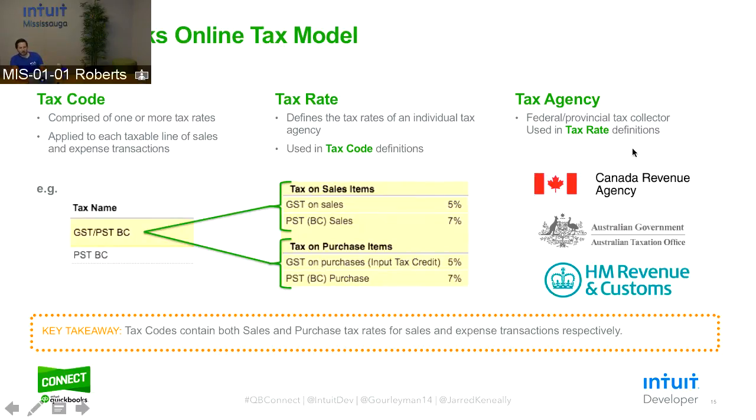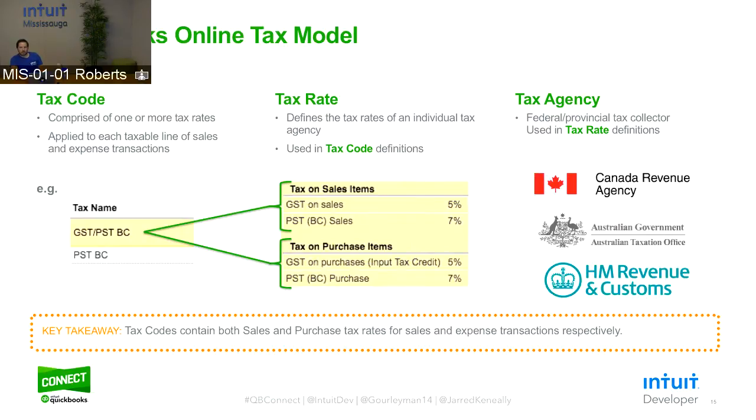A tax rate, on the other hand, defines an individual percentage rate that's collected by a government revenue agency, which we represent by a tax agency object. So in this example, it's an example from Canada, British Columbia. The GST rate would be collected by Canada Revenue Agency, which is the federal tax agency, and the PST rate would be collected by the provincial tax agency in British Columbia. And the tax code just brings those 2 things together so you can use them easily on an invoice or sales receipt or other transaction.